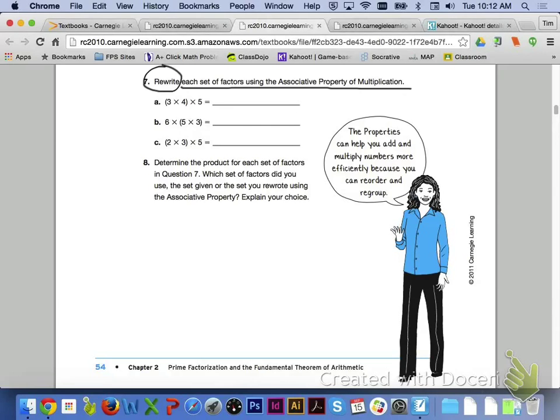Let's take a look at number 7 and get some practice with understanding the associative property of multiplication. It tells us to rewrite each set of factors using the associative property of multiplication. Remember, you are changing the grouping of the factors and you are not changing the product. So go ahead and do letter A, B, and C for number 7 with your group members.